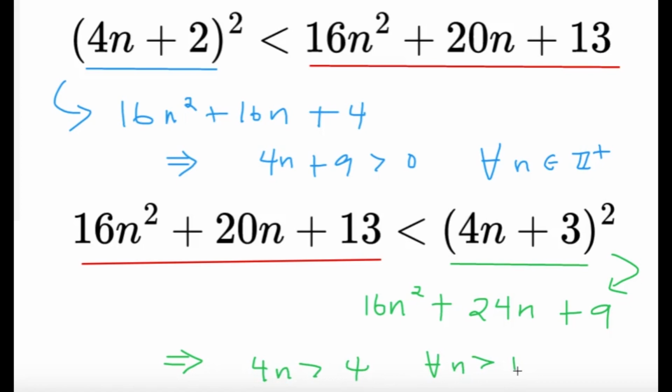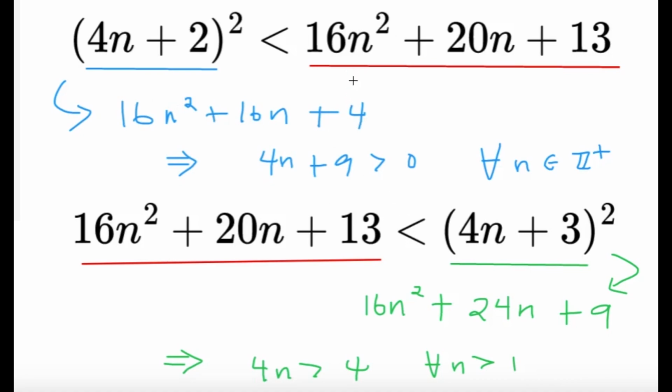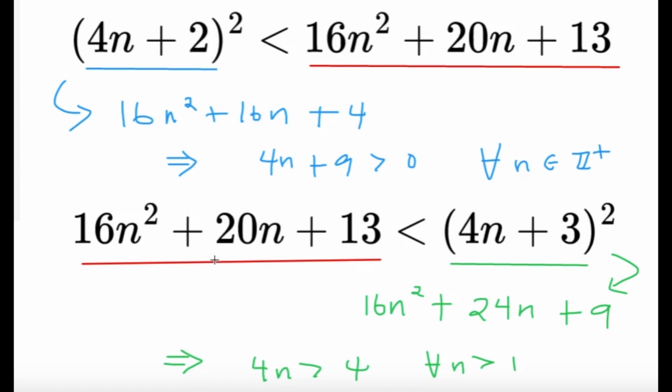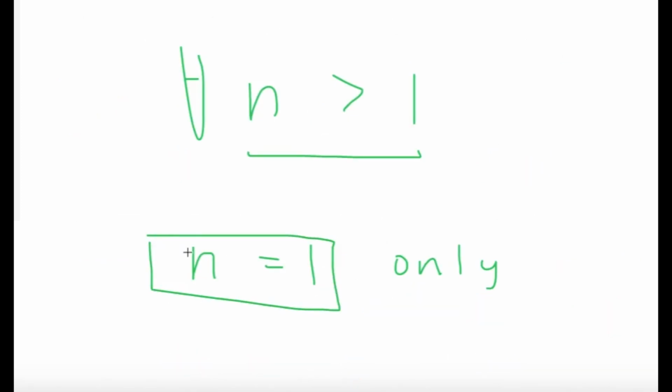That's something interesting, because I can sandwich 16n squared plus 20n plus 13 between two perfect squares, 4n plus 2 quantity squared and 4n plus 3 quantity squared, and this is true for all n greater than 1. So I'm very sure that if n is greater than 1, I don't have any solutions. If there must be a solution, it can only happen at n equals 1.